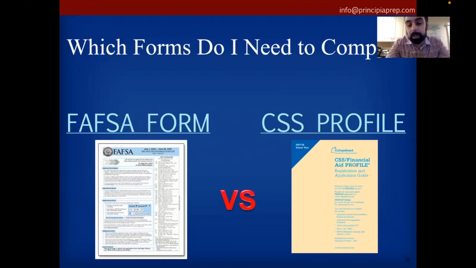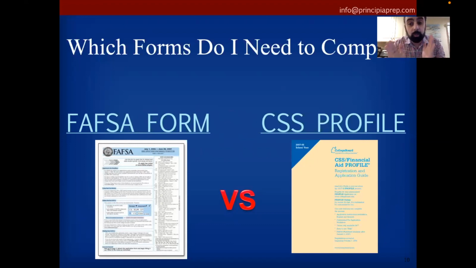The form on the right, also available since October 1st, is required by additional colleges, mostly private colleges or essentially higher tier universities, like Stanford, Pepperdine, USC, University of Texas. All these schools require the FAFSA and the CSS profile for financial aid consideration at their institutes.